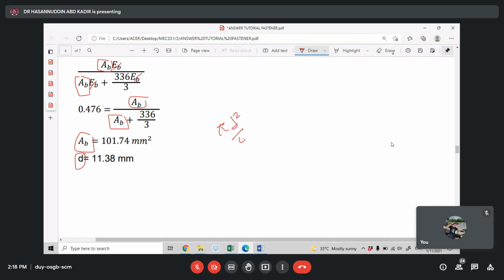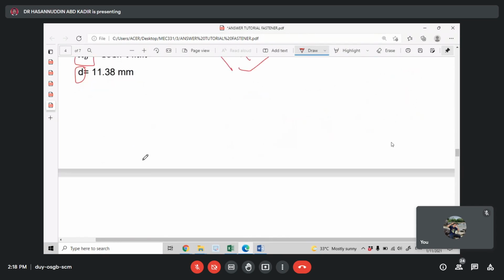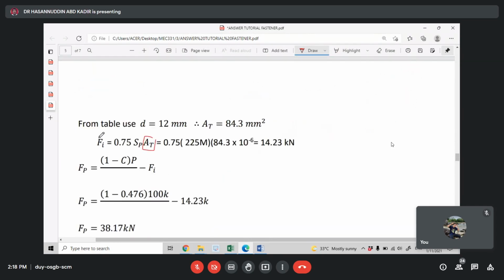Pi D square over 4. This one is for the area of the bolt. This one is only applicable if we are involved with the stiffness, and also KP and also KB. Only this one, we can use this type of formula. So later on, for example if you want to apply it for Fi, we cannot apply it directly.